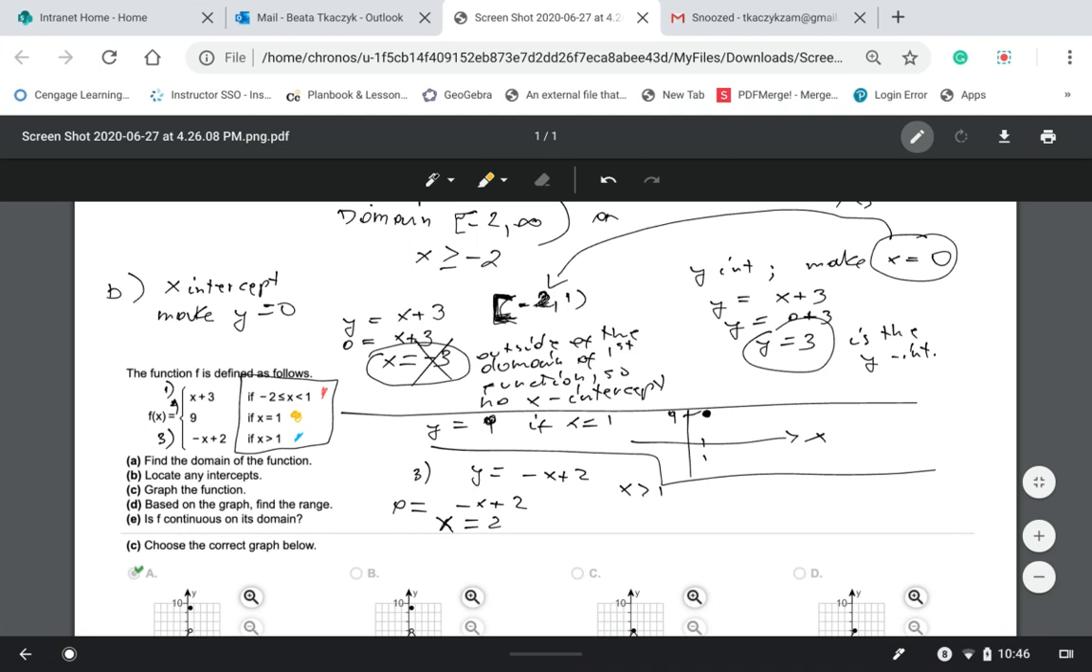And now when you find that x-intercept, let's check if x equals 2 belongs to this domain, which yes, because the last function works for x greater than 1, so 2 is definitely greater than 1. So we have an x-intercept. So x equals 2 is the x-intercept.